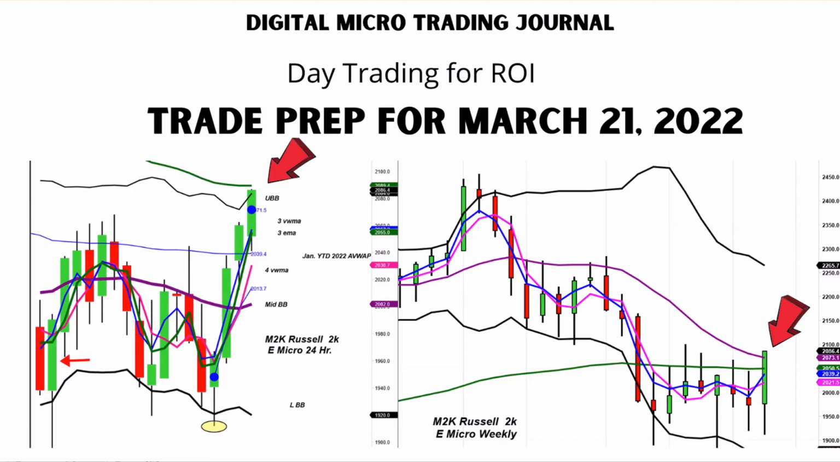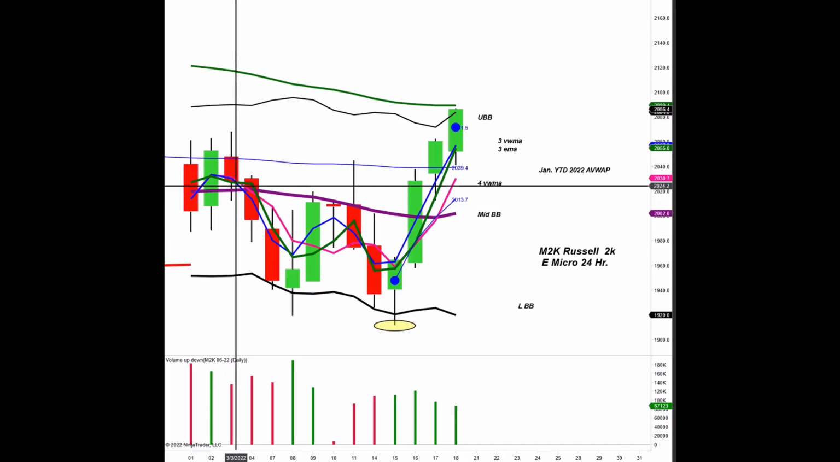Aloha, this is the Digital Micro Trading Journal, day trading for return on investment, ROI. And we're doing a trade prep for March 21st, 2022. Spring Equinox is here. Two charts to break down: the M2K for the Russell small cap on the 24-hour, we're going to do the weekly, and I'll also hit briefly the S&P 500. So let's begin.